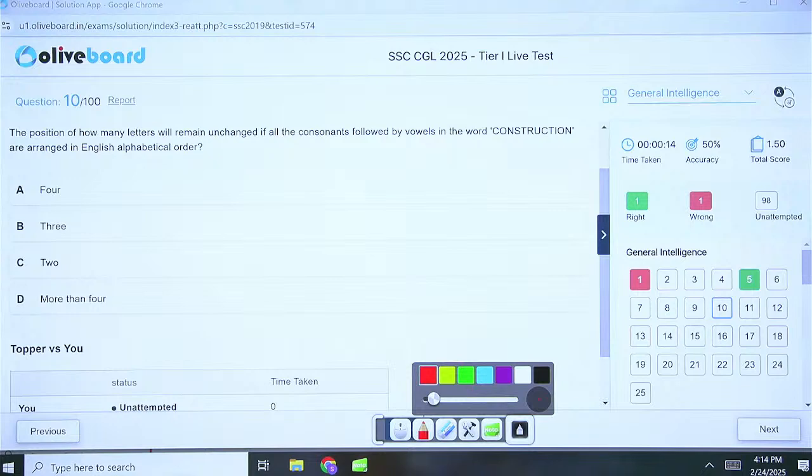Hi Gampu Cookie, good evening. Very good, very good, very good. Anjali is correct, good.